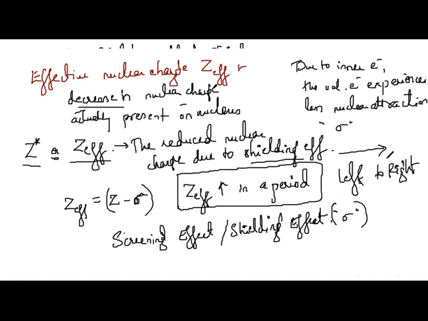As you move from left to right in the periodic table, effective nuclear charge increases. That means there is a decrease in the nuclear charge, and it becomes more and more. So this is about effective nuclear charge.